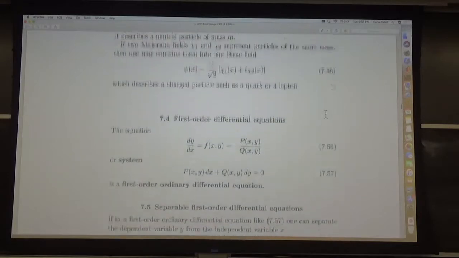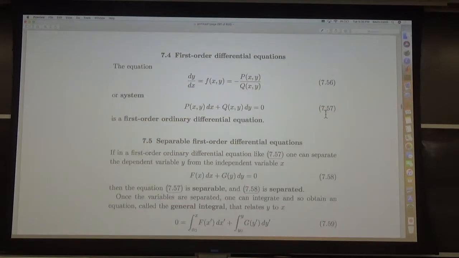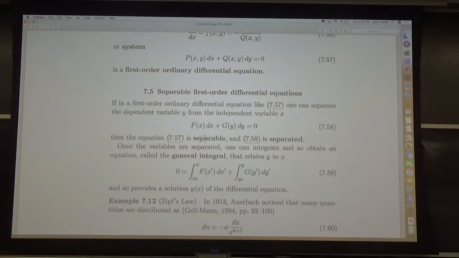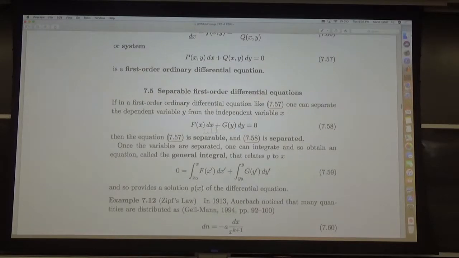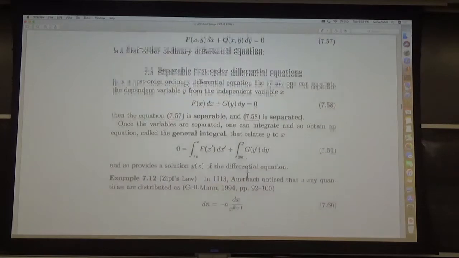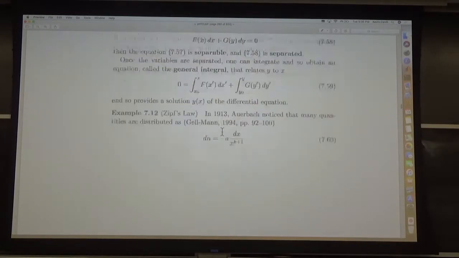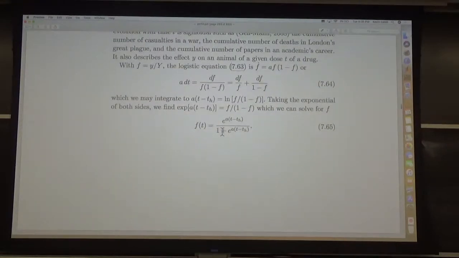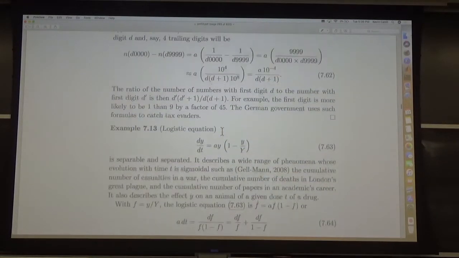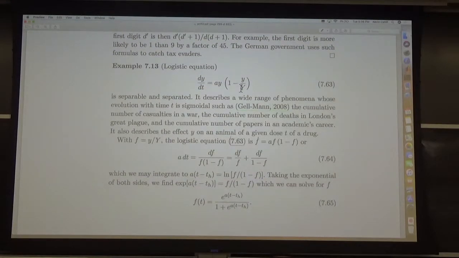We were talking last time about first order differential equations, and in particular that they're separable and separated. They're separable if you can write them this way, which is to say separate the variables, and then if you integrate both sides you get a solution. An example is the logistic equation, which is interesting in its own right.